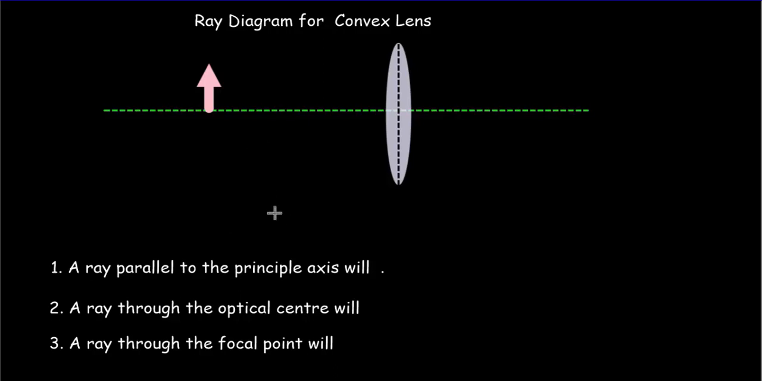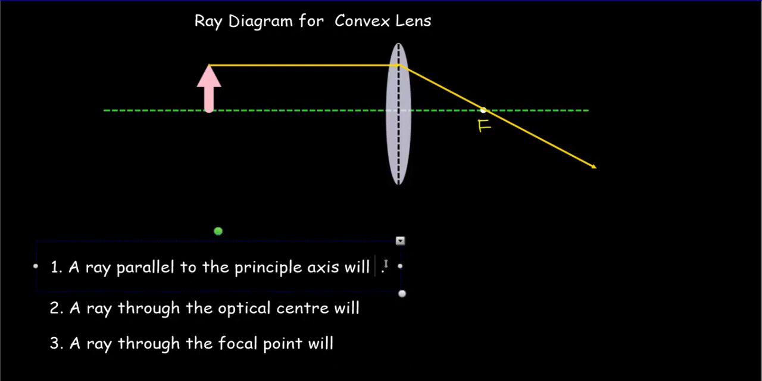So one of our rules before was to do with a ray that went parallel to the principal axis. Now in this case, this here is a converging lens, so we know that this ray should converge. It should come towards the principal axis here. And I'm going to put a little point right where the ray intersects the principal axis, and that's going to be called the focal point again. Any ray coming in parallel to the principal axis will go through that focal point, and that's our first rule. A ray parallel to the principal axis will pass through the focal point.